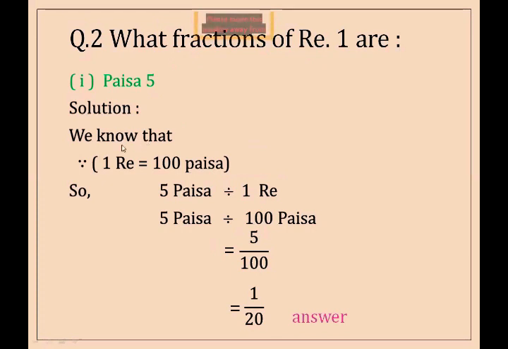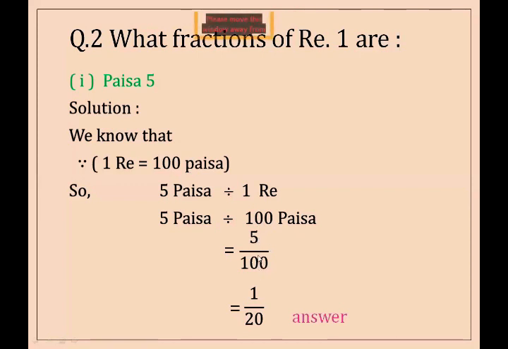We know that 1 rupee is equal to 100 paisa. Students, we already know that 1 rupee is equal to 100 paisa. So 5 paisa, which is the question, is divided by 1 rupee. Now this rupee is converted into paisa. It means that 1 rupee is equal to 100 paisa. So here we write 100 paisa. Now 5 paisa is divided by 100 paisa. So here we write in the fraction form 5 divided by 100.